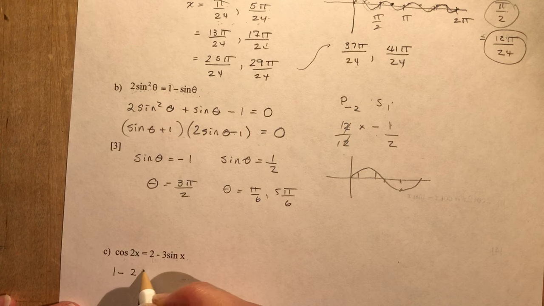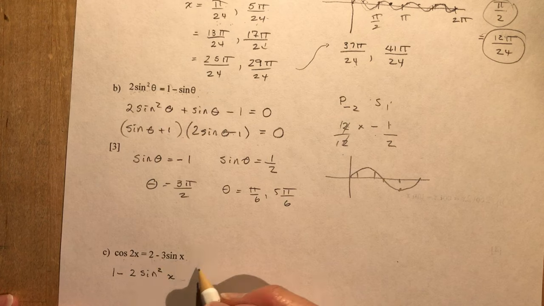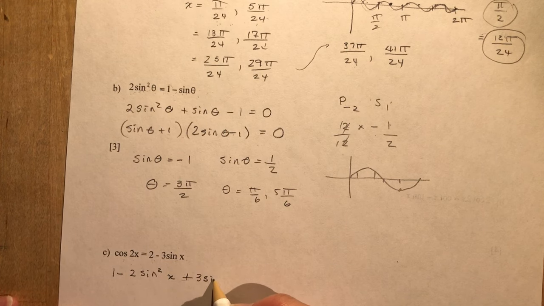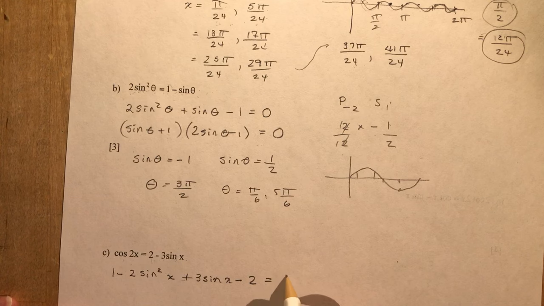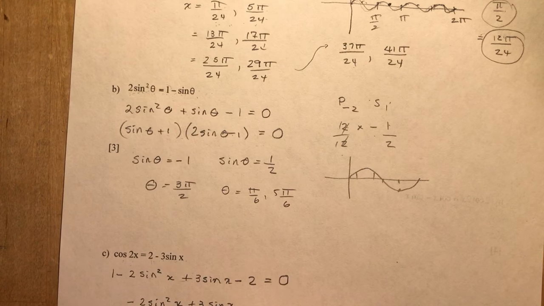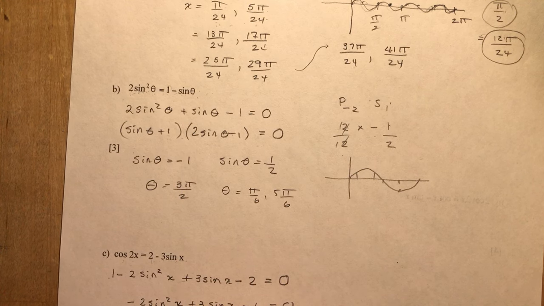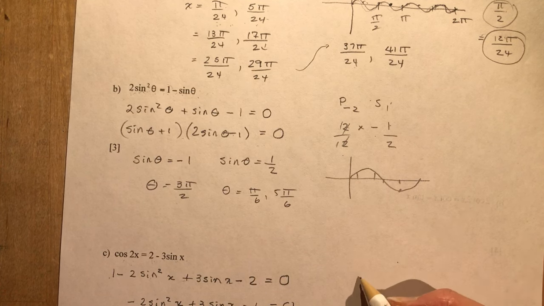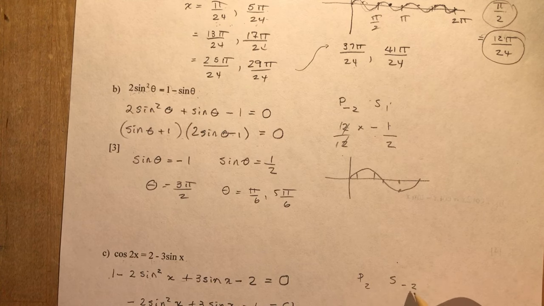I'm going to put that in instead. So 1 minus 2 sine squared x. And I'm going to bring everything to the other side. So plus 3 sine x minus 2 equals 0. Now simplify this. So I have a squared. I'm going to leave the negative in just for now so you don't wonder where it went to. We're going to divide it out before we factor. So 1 minus 2 is minus 1. And now I divide everything by a negative 1. So 2 sine squared x minus 3 sine x plus 1 is equal to 0. So I'm looking for a product of 2 and a sum of minus 3.